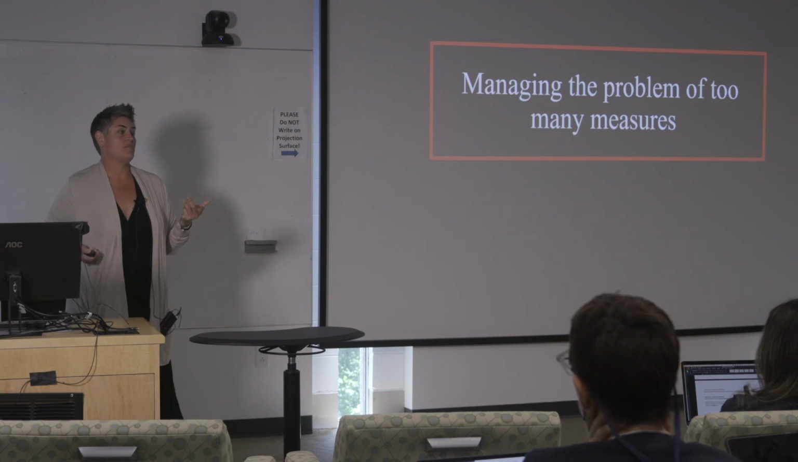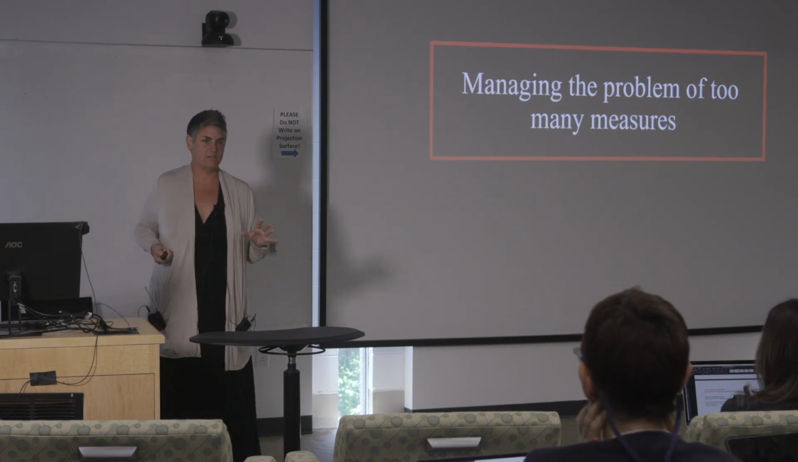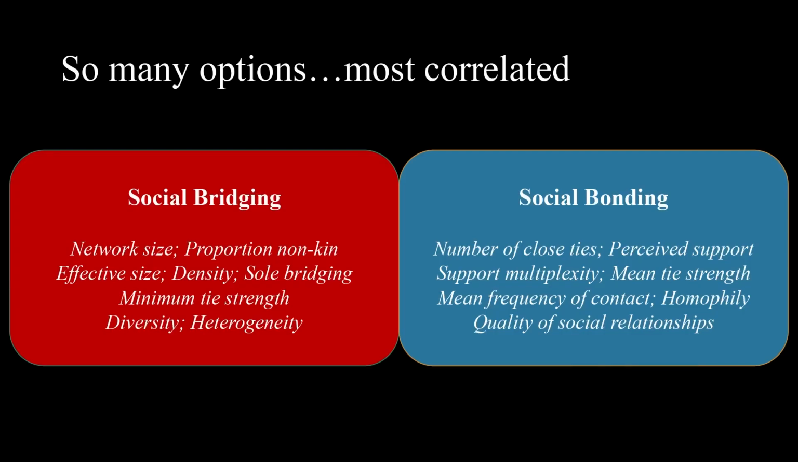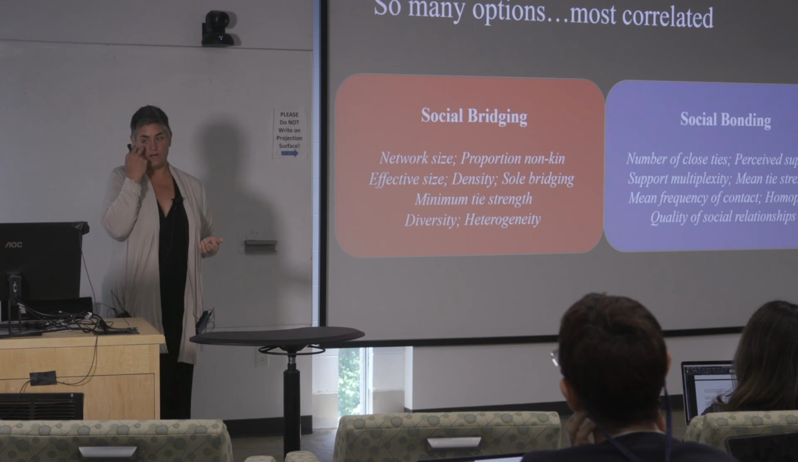If you have a network that's made up of largely kin, that could be bonding, but it could also be low bridging, right? So what do you do with that? This is what we've been trying to deal with analytically over the past couple of years. So these are the types of measures that we've created using our network data.